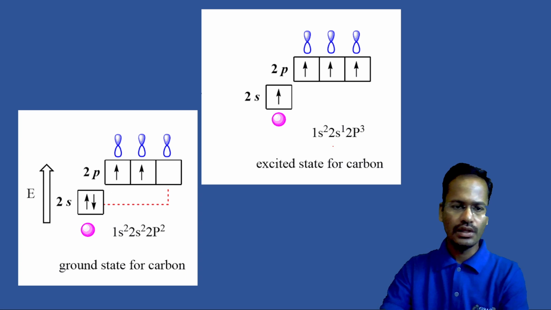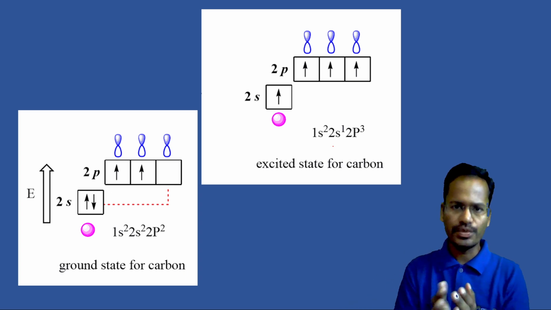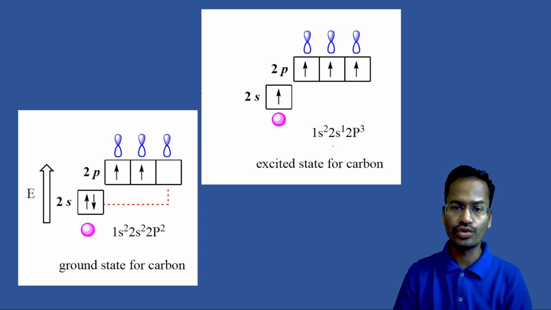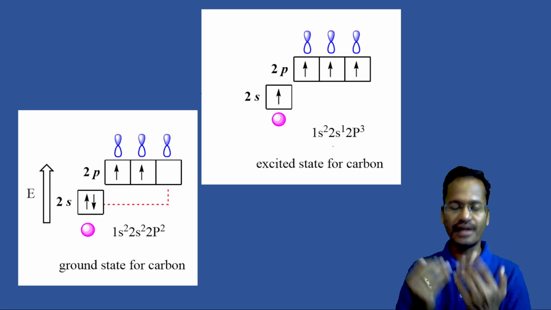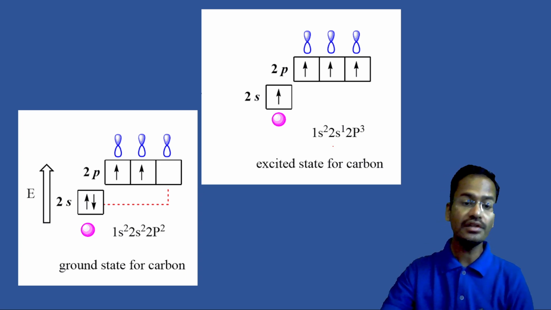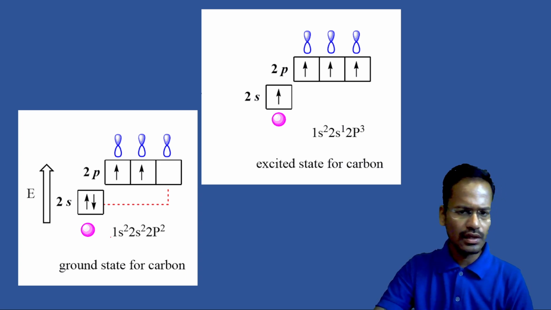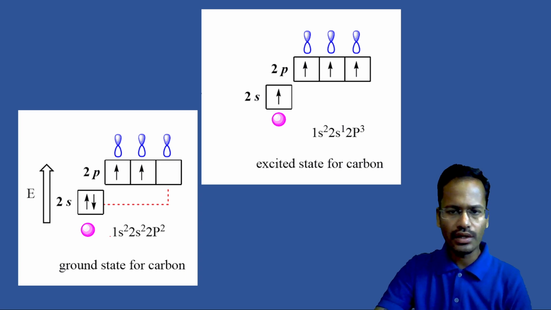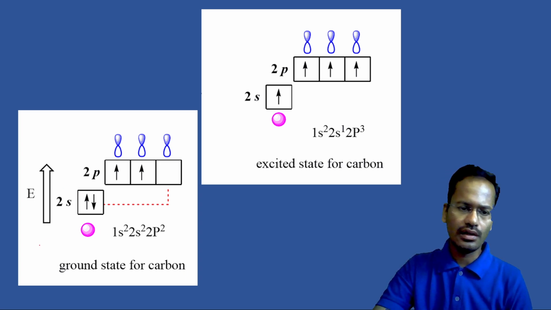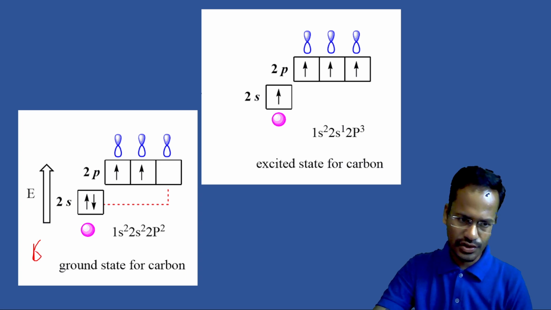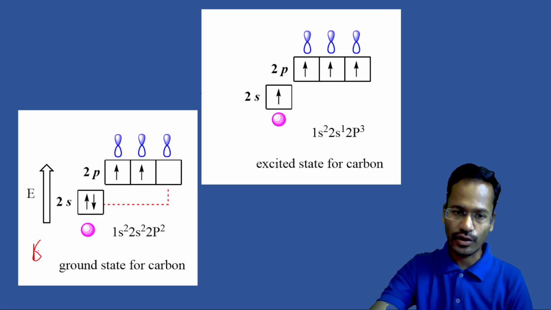So before jumping into sp exactly, let us have a basic idea about the electronic configuration of carbon in ground state and excited state. In ground state, we clearly know that the carbon's number of electrons is 6. A total of 6 electrons should be there in carbon.